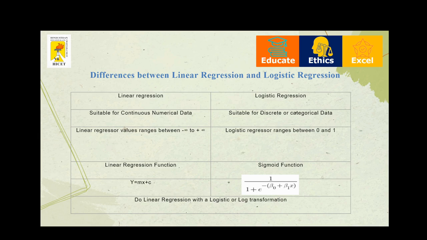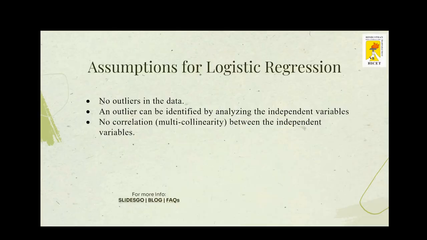The linear regression function is in the form of the equation of a straight line, y is equal to mx plus c, and logistic regression is applied with the sigmoid function, and the formula is 1 by 1 plus e to the power minus beta naught plus beta 1 x. So if you apply a log transformation or logistic representation to a linear regression algorithm, it becomes a sigmoid function or logistic regression problem.